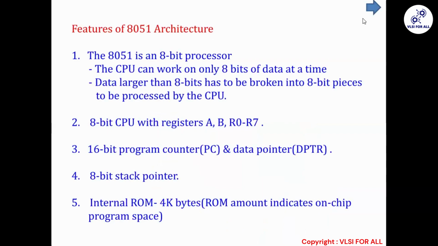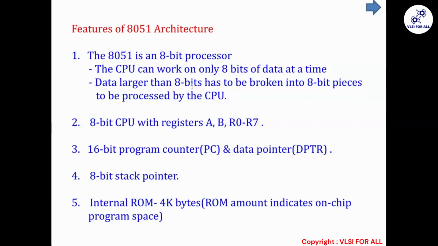Right. Good. You understood it. You have given the answer. Okay. So this is what I explained to you. These are the features of the 8051. The 8051 is an 8-bit processor. It means it is dealing with 8-bit data, only 8 bits or 1 byte at a time. The CPU can work on only 8 bits of data at a time. If data is larger than 8 bits, it will be broken into 8-bit pieces to be processed by the CPU. Clear?